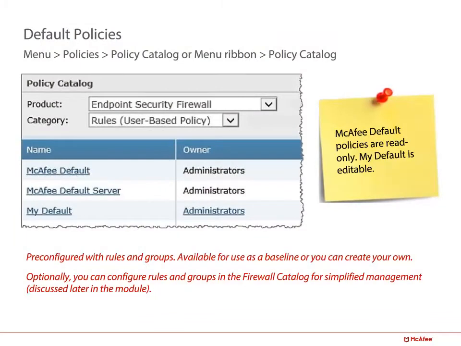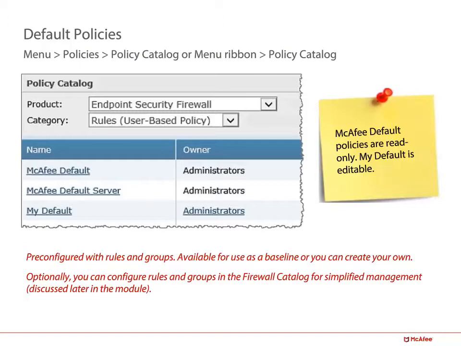The default policies that we have for you in ePO for the rules are that you always have the McAfee default, with your duplicate of the McAfee default called My Default. We also created a specific McAfee default server rule policy that is ideally used for servers, and it has some rules in there that are more configured for types of communication that servers may need to use.